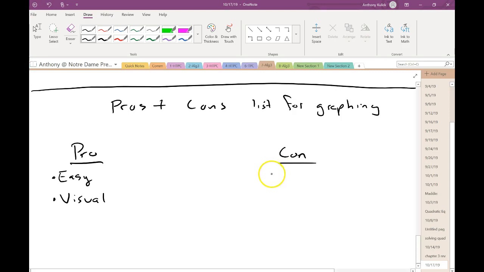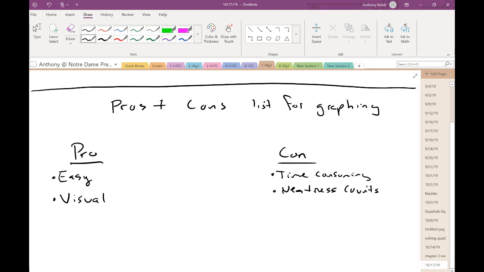What are some of our cons, though? Well, it's kind of time-consuming. Neatness counts, for sure. There's another, maybe less subtle con, but a really, really important one. What was that? Okay.